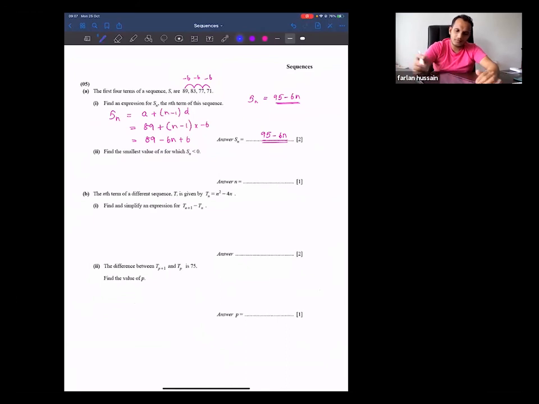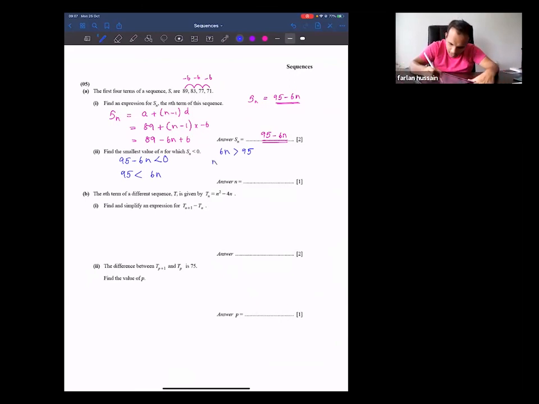Then the next one. Find the smallest value of n for which Sn is less than 0. Now Sn is 95 minus 6n, right? So Sn less than 0 means 95 minus 6n is less than 0. So it's an inequality. How do you solve that? Take the minus 6n to the other side, so 95 is less than 6n. Minus 6n taken to the other side becomes plus 6n. Read it again: 95 is less than 6n means 6n is greater than 95. Common sense, right?